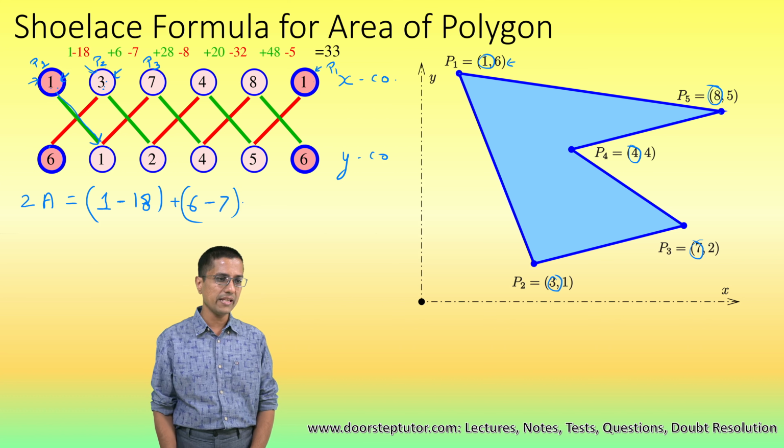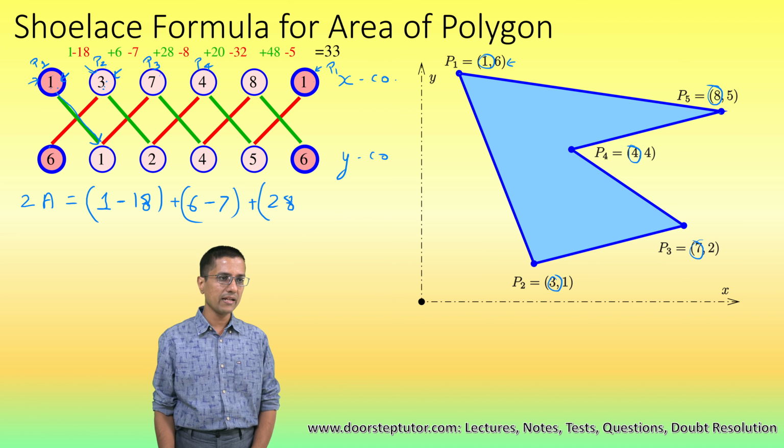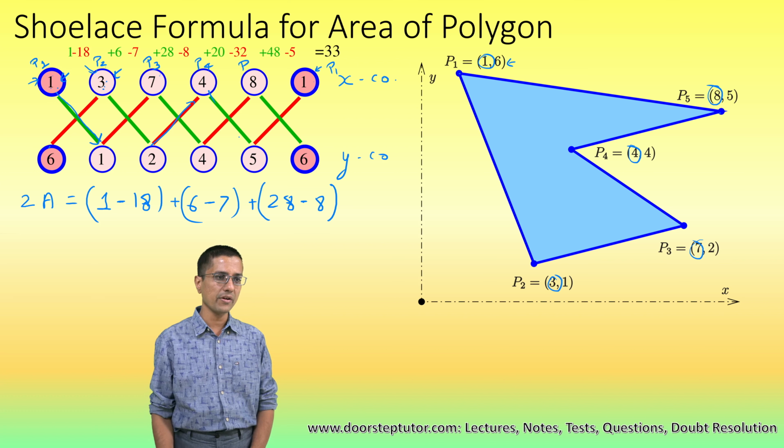Okay, then the same thing we do for P3 P4. P3 P4 28. Okay, and then minus 8. Okay, then same thing we do for P4 P5. 4 5s are 20 minus 8 4s are 32. Okay, very simple. Everything is very systematic.